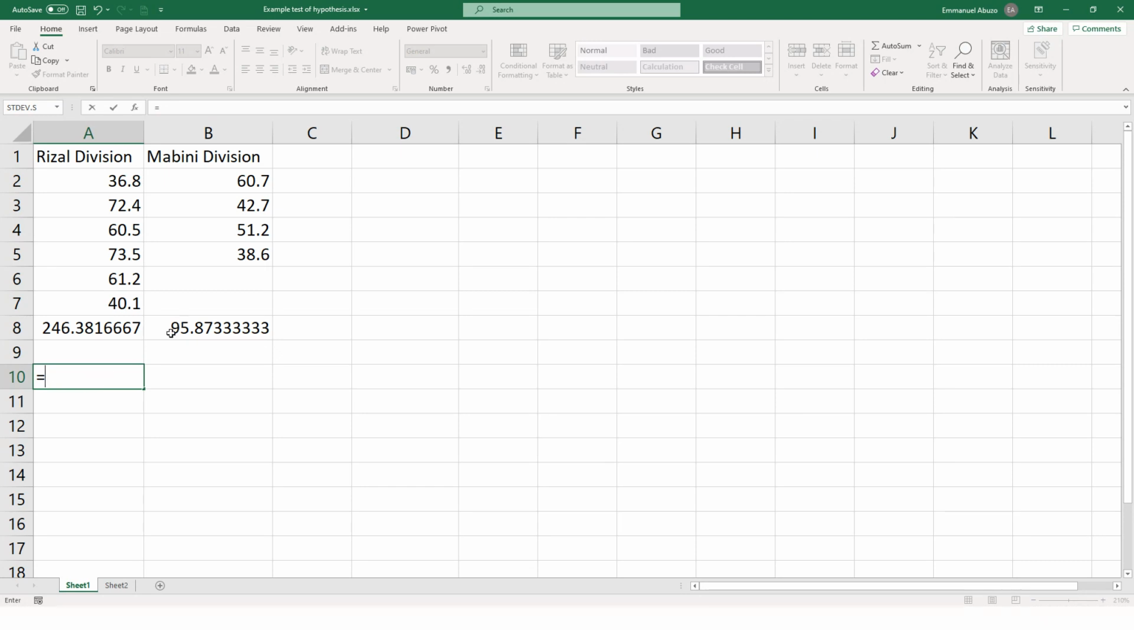Then take note that our numerator must be greater than the denominator. In this case, since the variance in the Rizal division is greater than the variance of our Mabini division, our numerator must be the Rizal division and the denominator would be the Mabini division. So we have Rizal divided by the Mabini. And our F test would be 2.5698. Round off to 2.57.